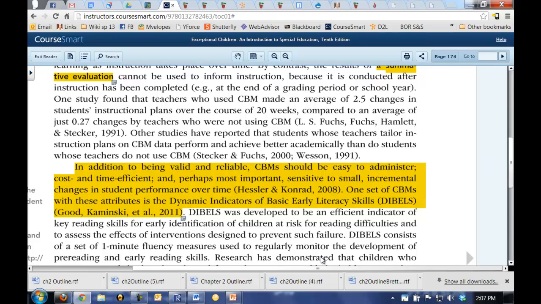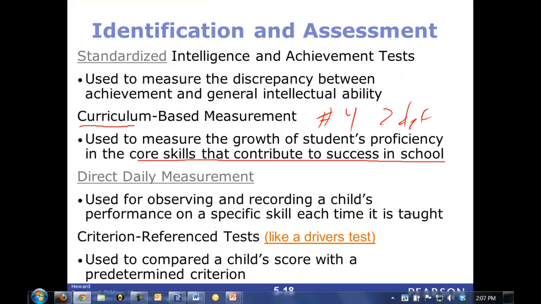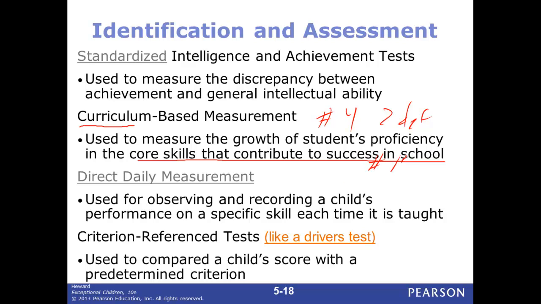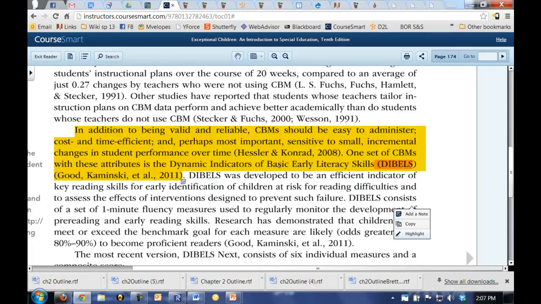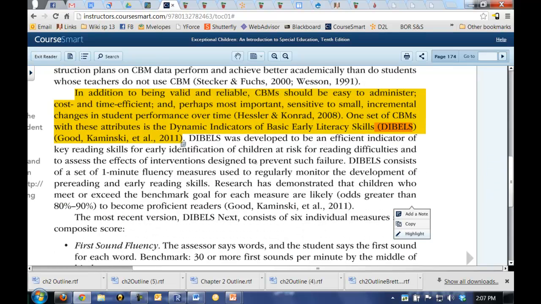In addition to being valid and reliable, curriculum-based measurements should be easy to administer, cost and time efficient, and perhaps most important, sensitive to small incremental changes in student performance over time. One set of these is the Dynamic Indicators, known as DIBELS. So you bring this in because you've got to know about DIBELS. Again, this is number 15, DIBELS. That's not spelled right, but this is the one that's most common to determine progress.